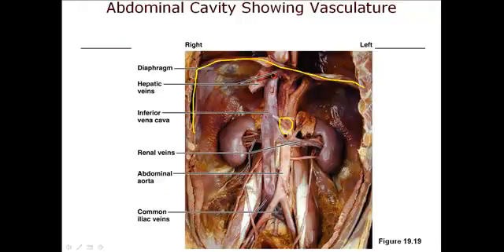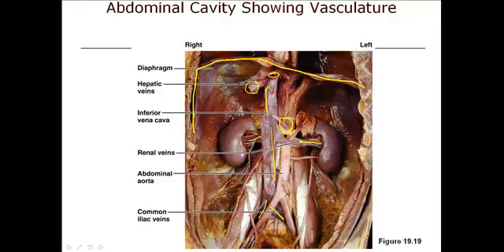So here's a great picture. Here's, let me pick another color here. Good. So here's your diaphragm right here. Here's your celiac trunk right here. Here's your inferior vena cava. That's going to go through the liver. Here's your phrenic right here. Here's your hepatic vein right here. Here are your left and right renal veins. Okay. Here's the inferior vena cava, and here are your common iliac veins.